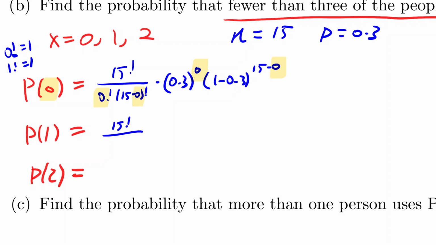15 factorial, in this case 1 factorial, 15 minus 1 factorial, so this will become 14 factorial, times 0.3 to the 1, 1 minus 0.3 to the 14 minus 1. Again, in this case, the only thing changing is the location of x, which is the numbers changing. Oops, not that one, this one.